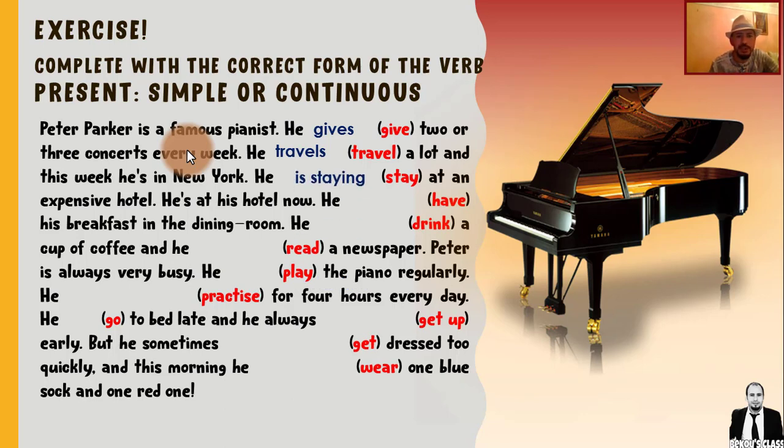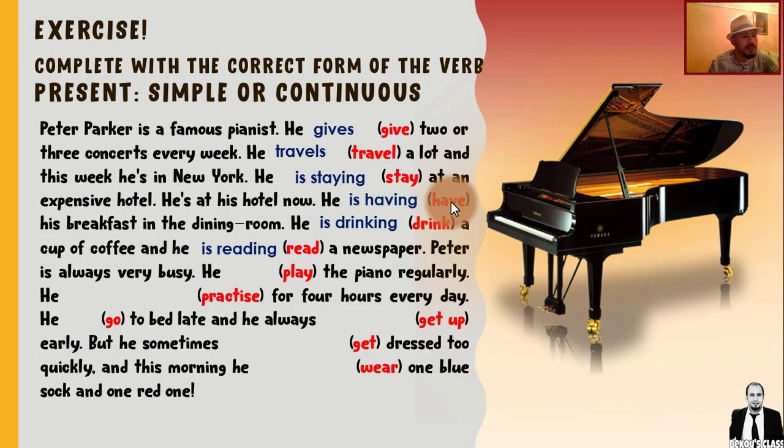What is he doing in New York? He's staying at an expensive hotel. He is at his hotel now. He is having, remember, we don't use have in the present continuous unless it means eat. So he is eating his breakfast in the dining room. He's drinking a cup of coffee and he is reading a newspaper.